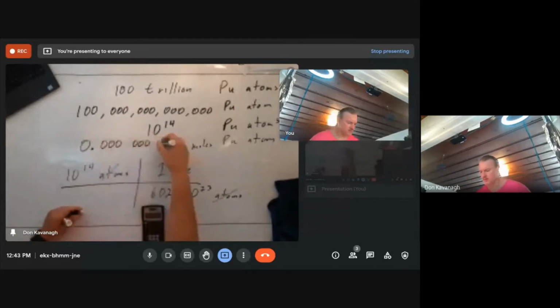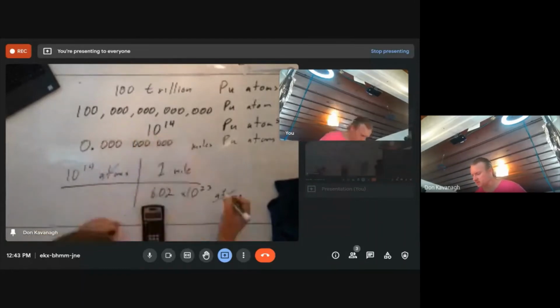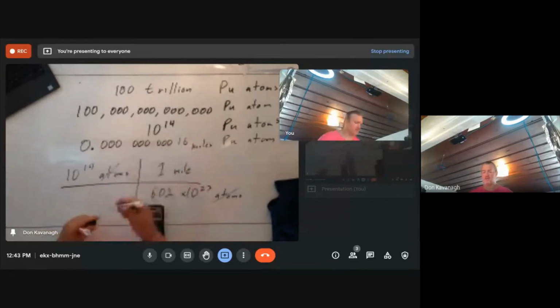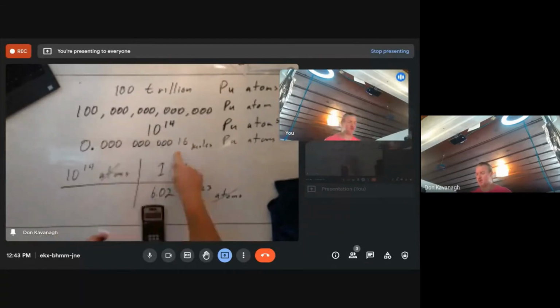One, two, three, four, five, six, seven, eight, nine, ten. Okay, I think I have that written down correctly. So this is a very small number. This is 0.0009016 moles of plutonium atoms.